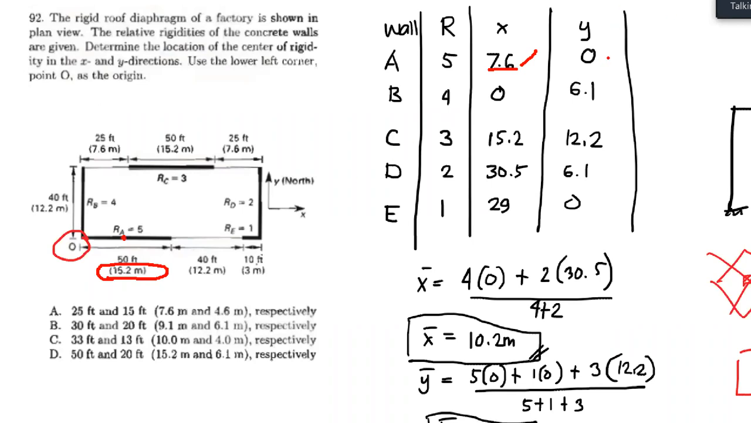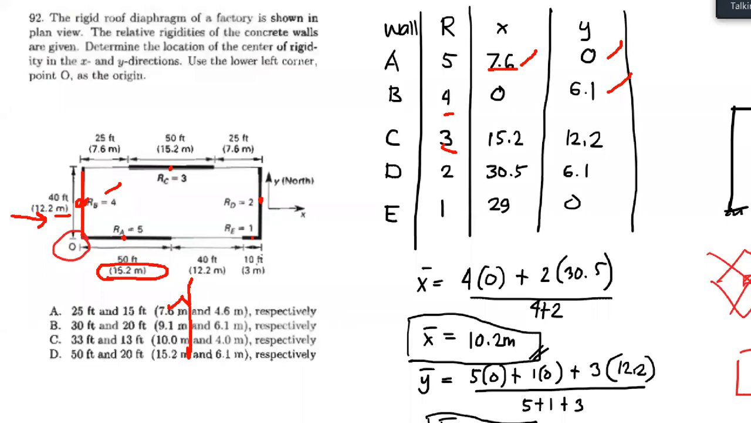So, wala siyang resistance sa Y. Okay? Kasi nga, ang i-resist itong wall A is on this direction. Wall B. Four. So magre-resist siya on this direction. So anong kanyang Y? 6.1. 12.2 divided by 2 is 6.1. So basically, kukunin nyo lang naman yung centroid. Okay?